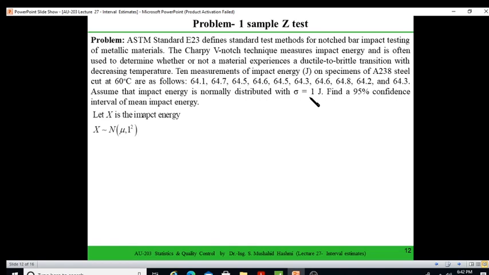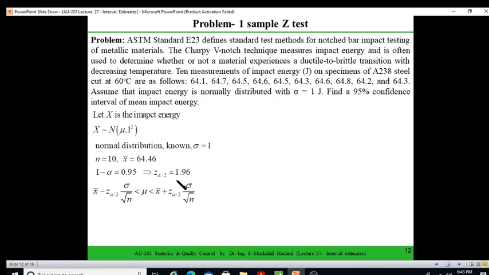So the first thing is always to define: let x be our impact energy, which is normally distributed with unknown population mean, and its variance is known here. For the sample size 10, we know the sample mean: just add them together and divide by 10. With 95% confidence, 1 minus alpha is 0.95, then alpha would be 0.05, then a two-sided test, because we are interested in calculating the confidence interval in this range, where the critical value is 1.96. You can get it from the standard normal table.